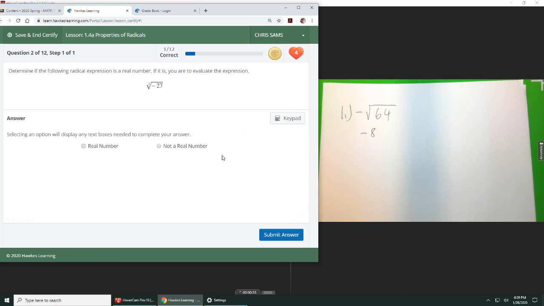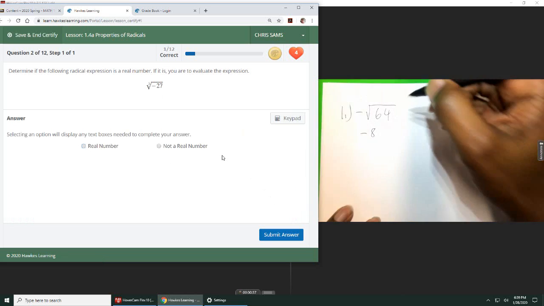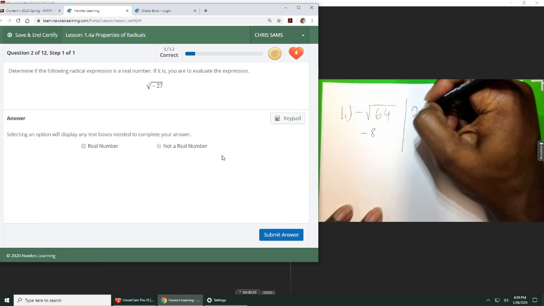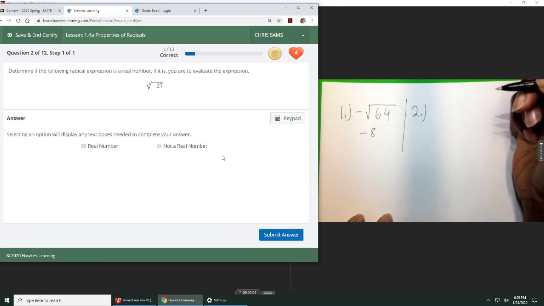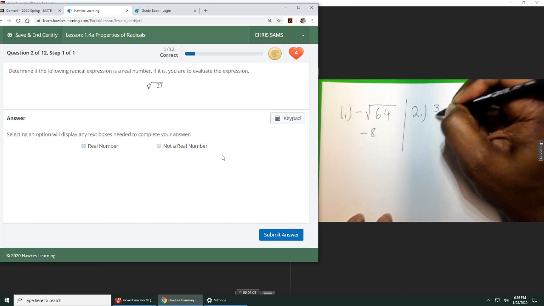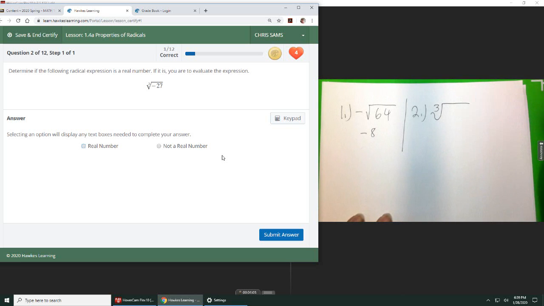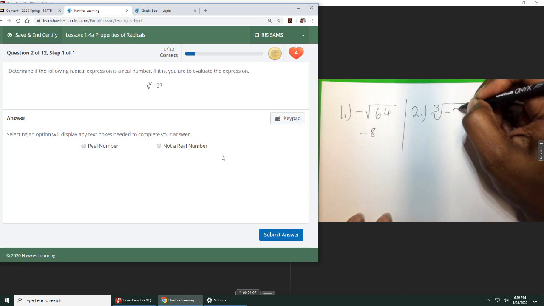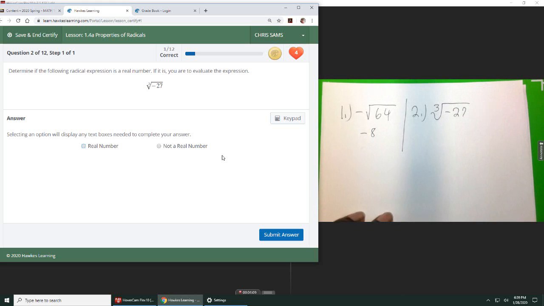Now, number 2, similar type, so I'm also going to do that one here. So number 2, we are asked the cube root of negative 27. Okay, so like square root wants to know what did you multiply times itself to get that number. Cube root wants to know what did you multiply times itself 3 times. So it's kind of going backwards.